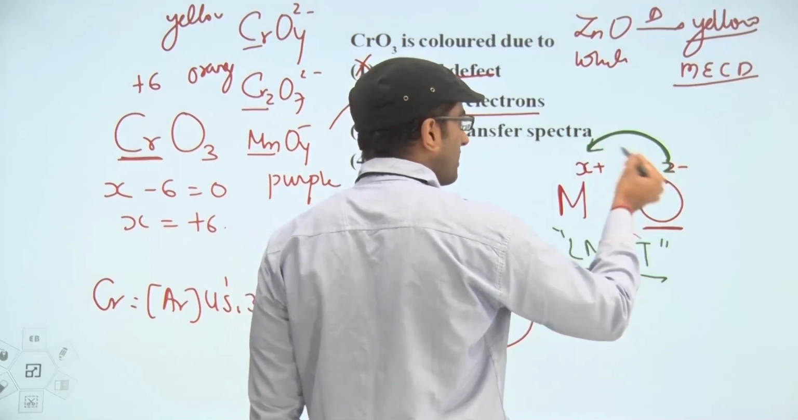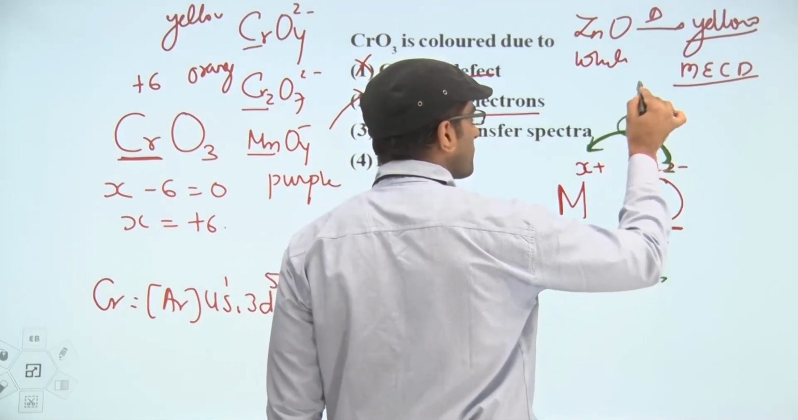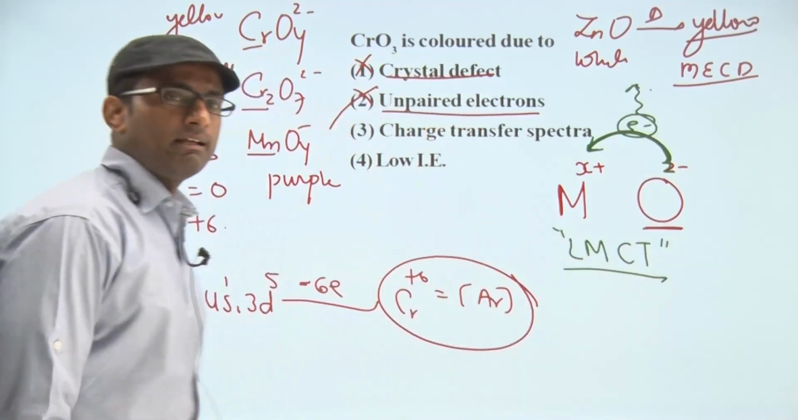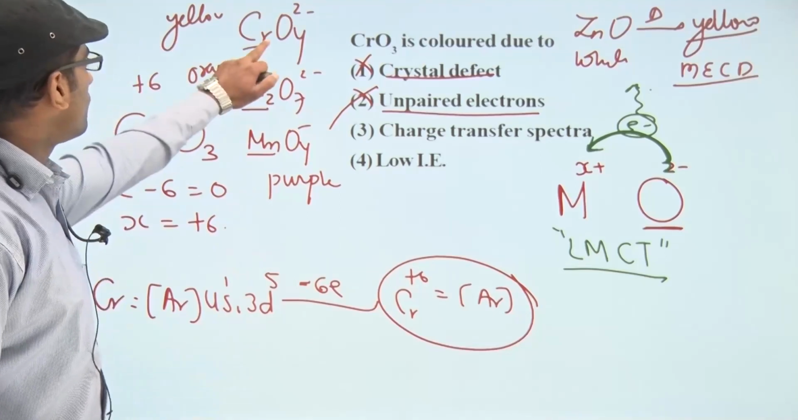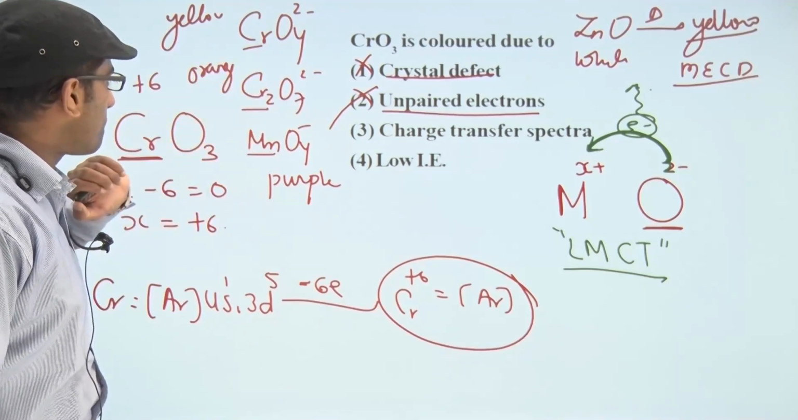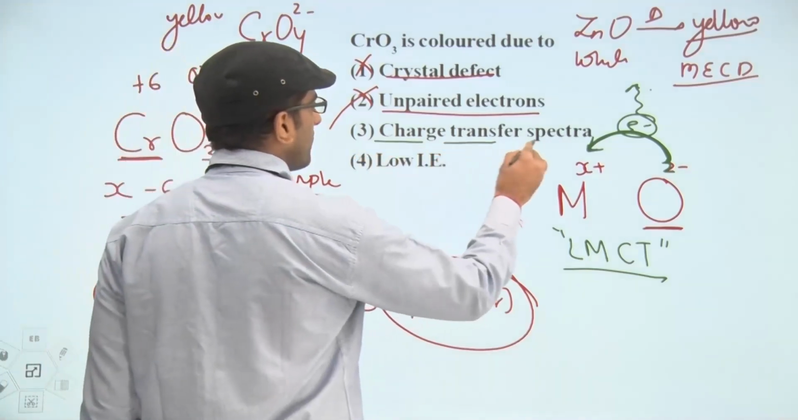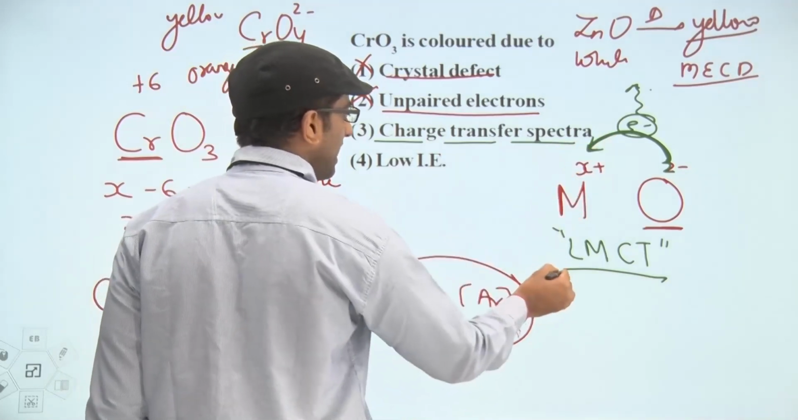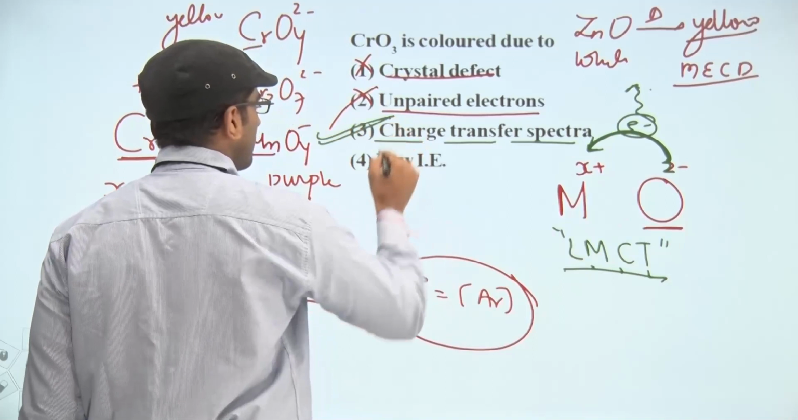Charge is the electron, and the electron is transferred, and during this transfer, it will show a particular color. This will emit some energy and the color will appear. So yellow for the chromate, orange for the dichromate, and purple for the permanganate. And here charge transfer spectra is responsible, ligand metal charge transfer spectra. Third option is correct here.